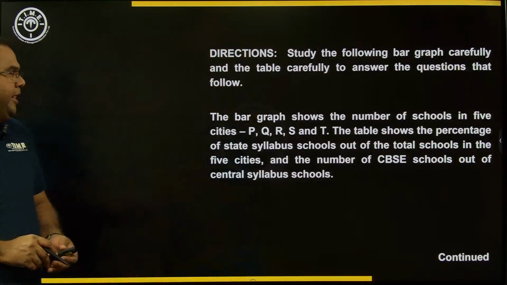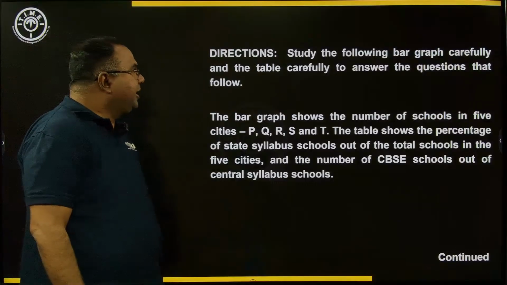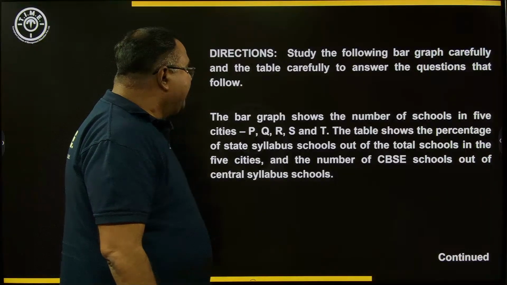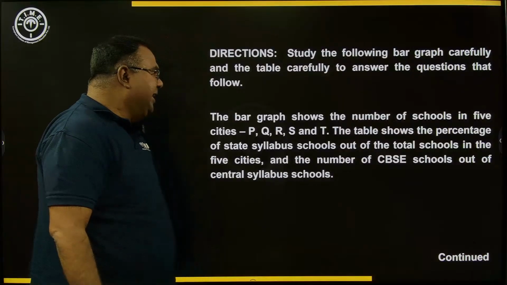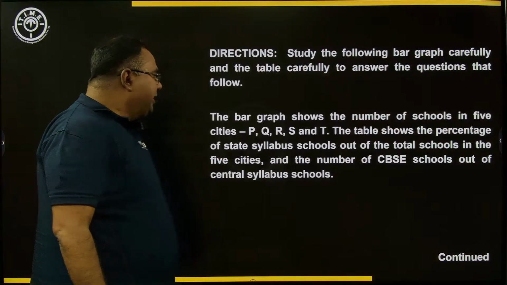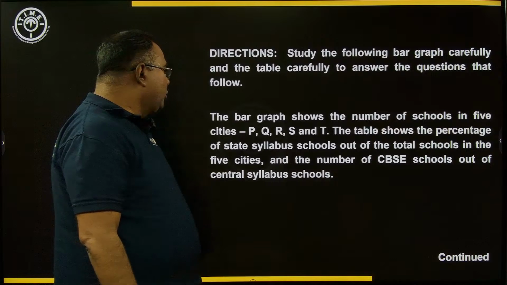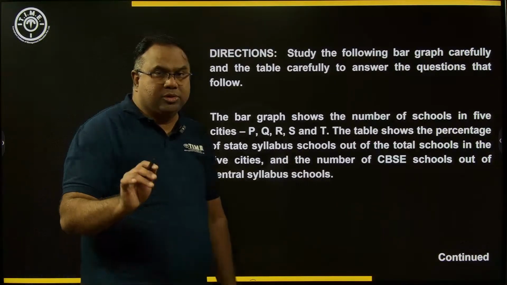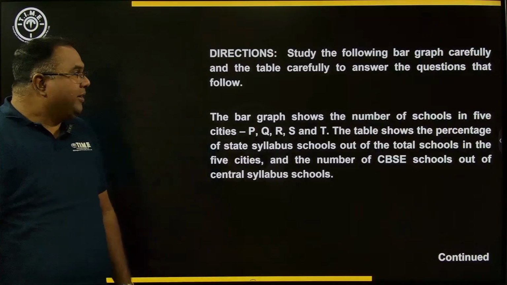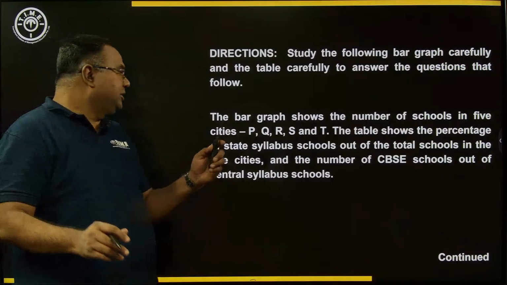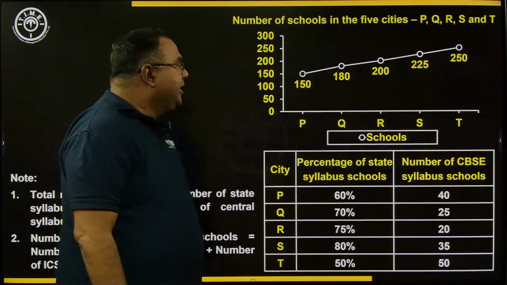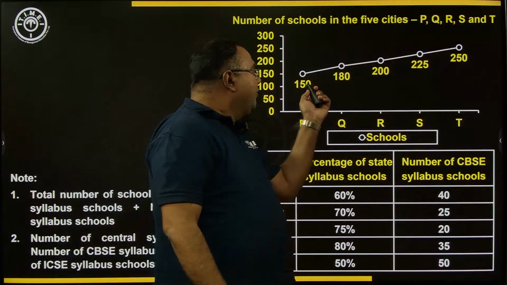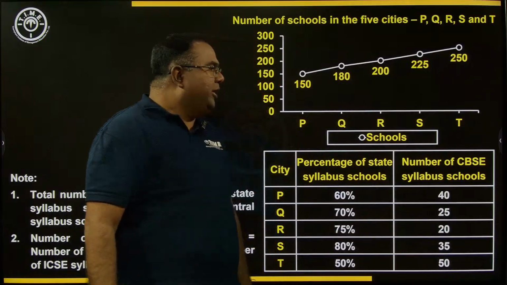Okay, chalega. Study the bar graph and table carefully to answer the questions that follow. The bar graph shows the number of schools in 5 cities P, Q, R, S, T. The table shows the percentage of state syllabus schools out of total schools in the 5 cities, and the number of CBSE schools out of central syllabus schools. So you have to be careful. The bar graph talks about total schools in PQRST: 150, 180, 200, 225, 250.